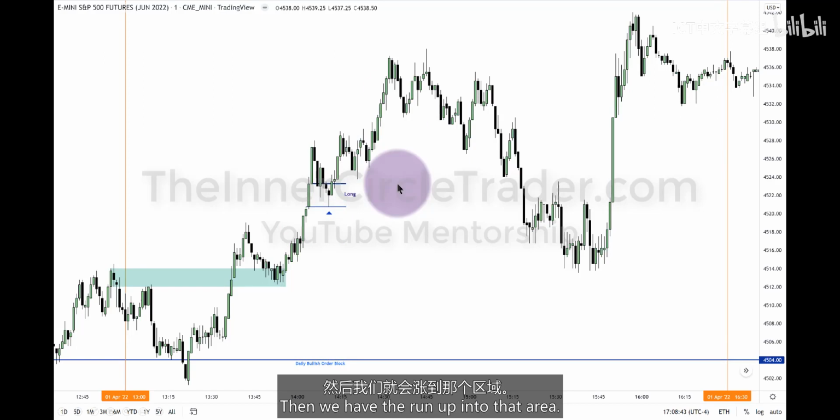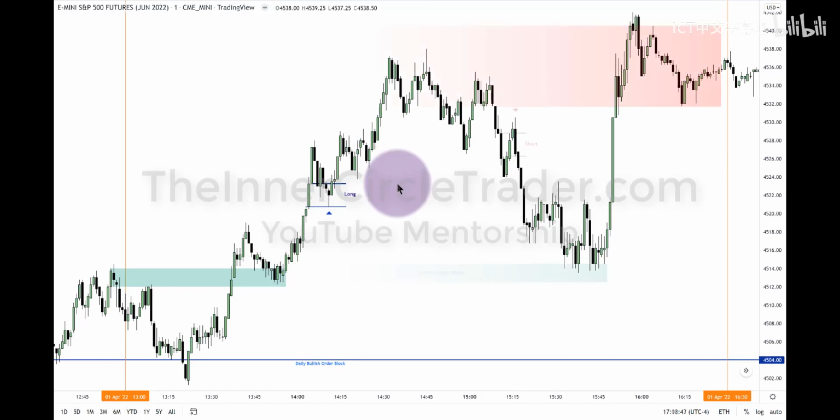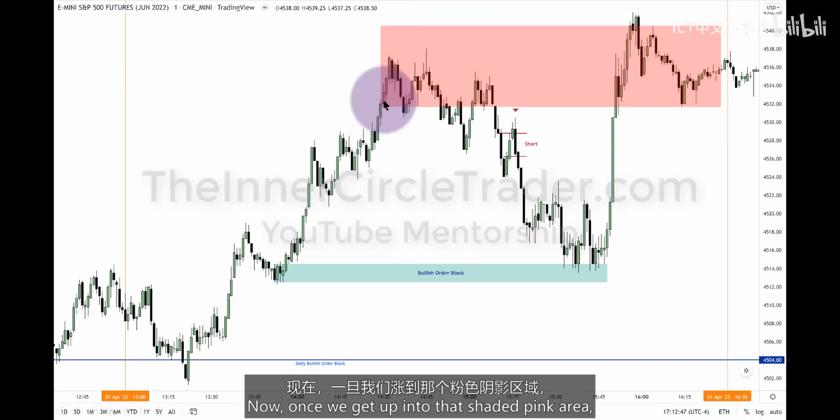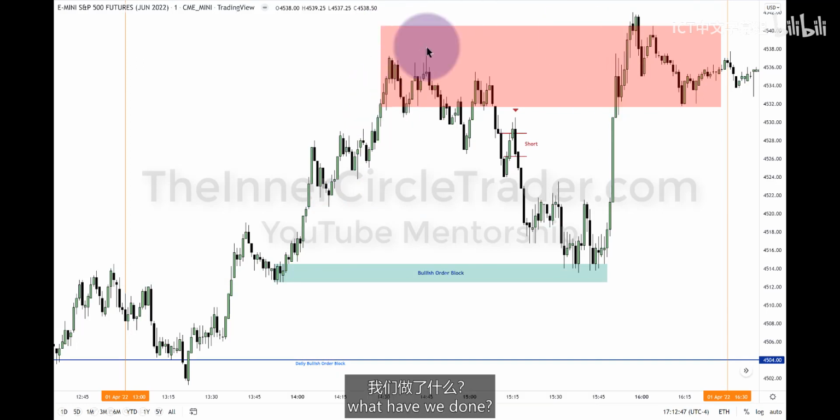Then we have the run up into that area. So it's not a bad little run. Now, once we get up into that shaded pink area, what have we done?